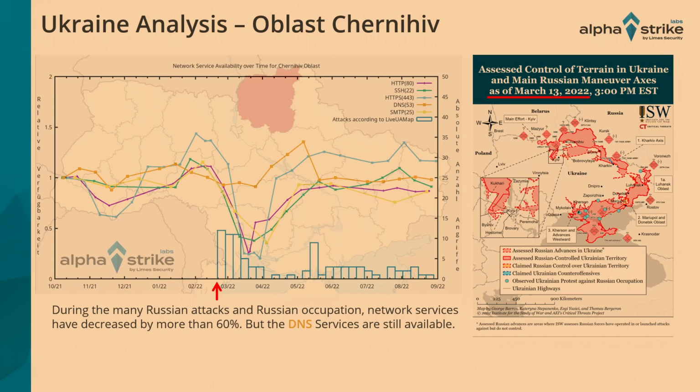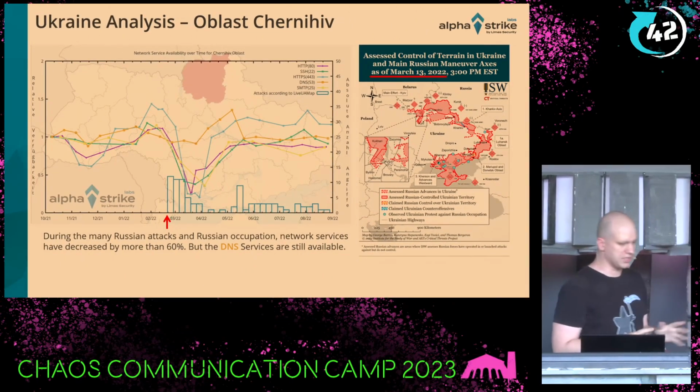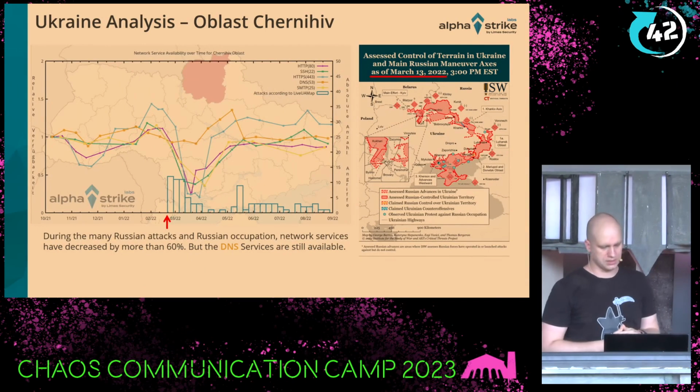This is the region of Chernihiv, the oblast of Kiev, which got invaded via Belarus and via Russia and got occupied by approximately 70%. We can see that during the occupation, a lot of services in that area went down, especially the web services and also the mail services. But one service still was very steady. This was DNS, and we thought, okay, that's very interesting. We can see a lot of services drop by approximately 60%, but only DNS is still quite stable.